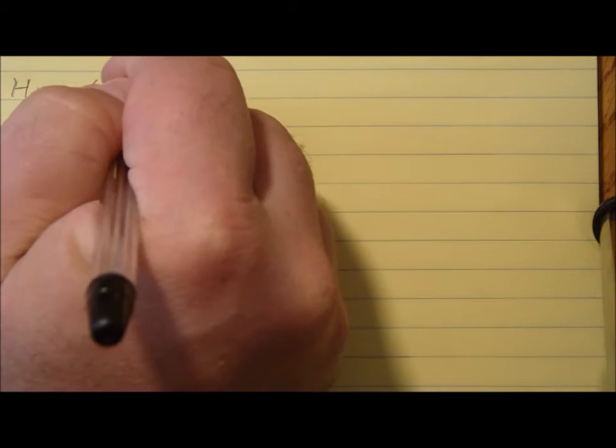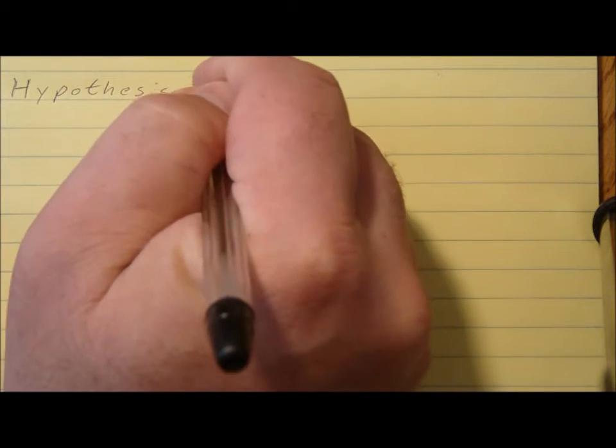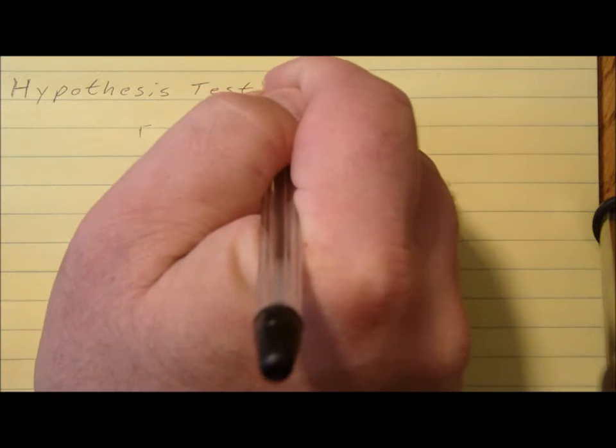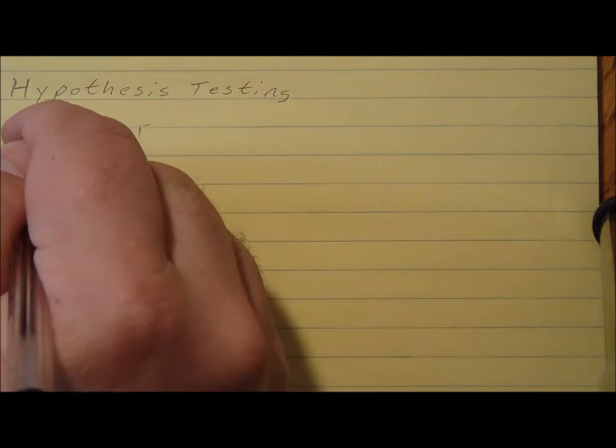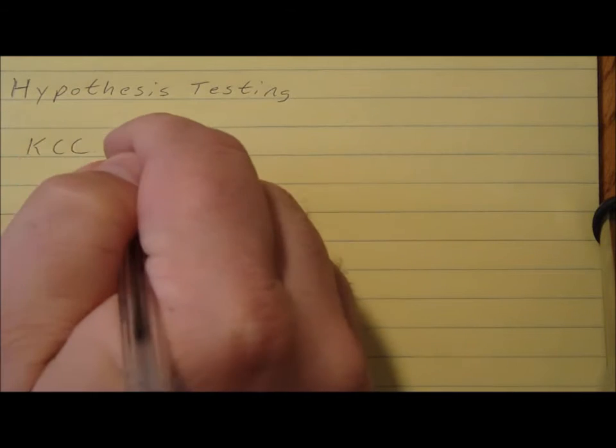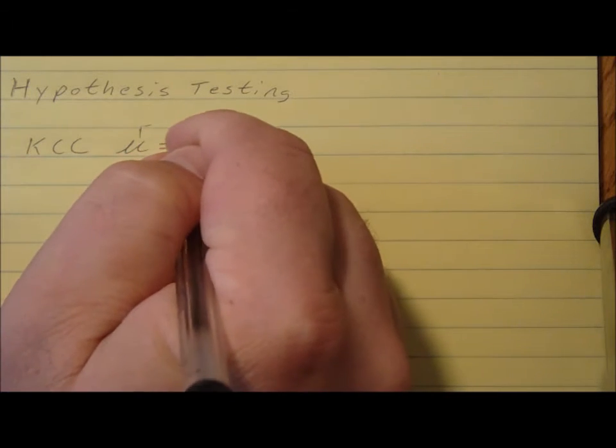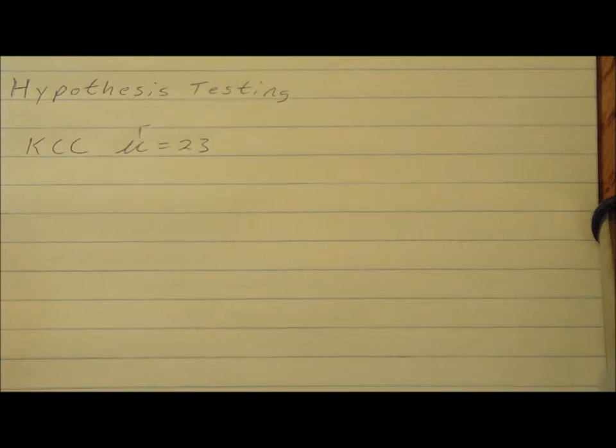Today we're going to go over hypothesis testing. And hypothesis testing is setting up some sort of statement that you want to make. For example, saying that Kirtland Community College has an average age of 23, let's say. That would be setting up a hypothesis that we could then get the data and test whether or not that was a correct hypothesis.